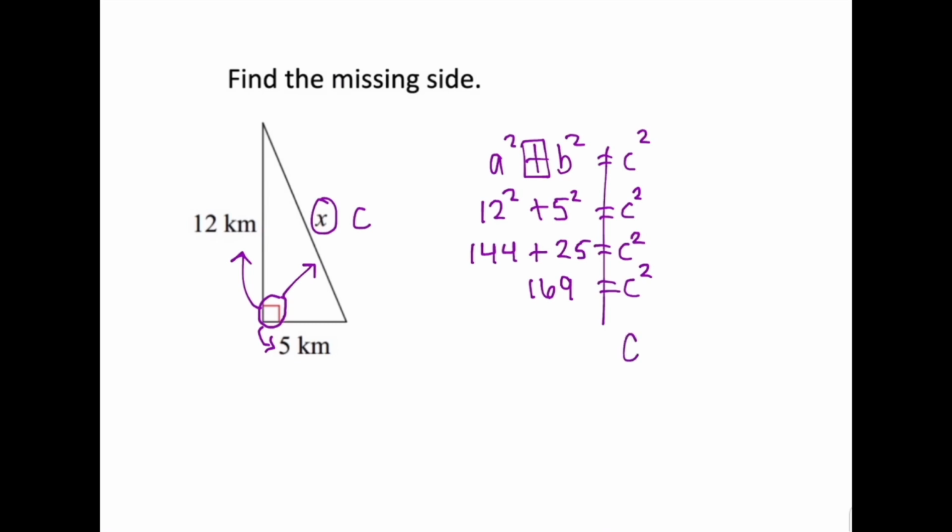We don't want to know what c squared equals, we want to know what c equals. You can eliminate the square by square rooting. But what you do to one side of the equal sign, you must do to the other to keep the balance. The square root and the square cancel, and we're left with the square root of 169. Now if you have a calculator, you can type this in, or you could see that 169 is a perfect square. 13 times 13 gets you 169. So c is equal to 13. That means the missing side of the triangle is 13 kilometers.